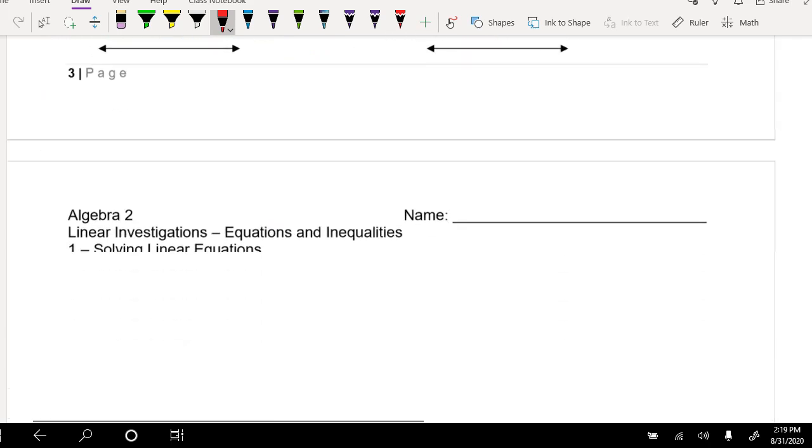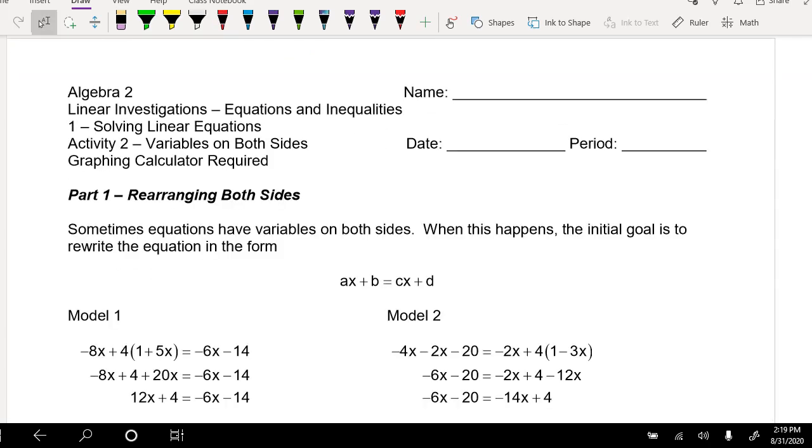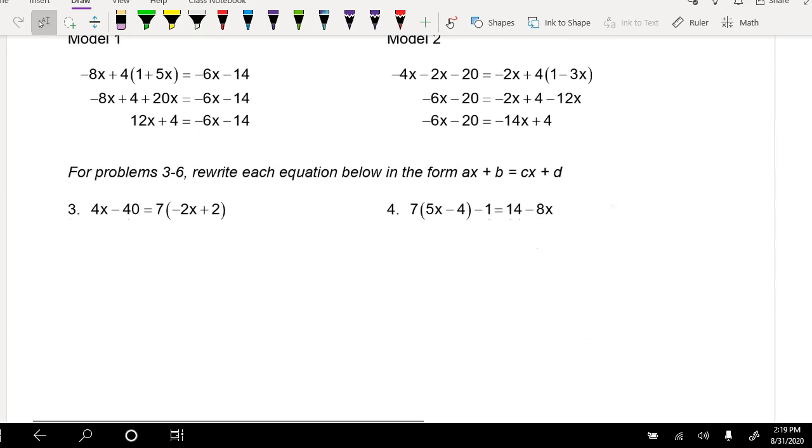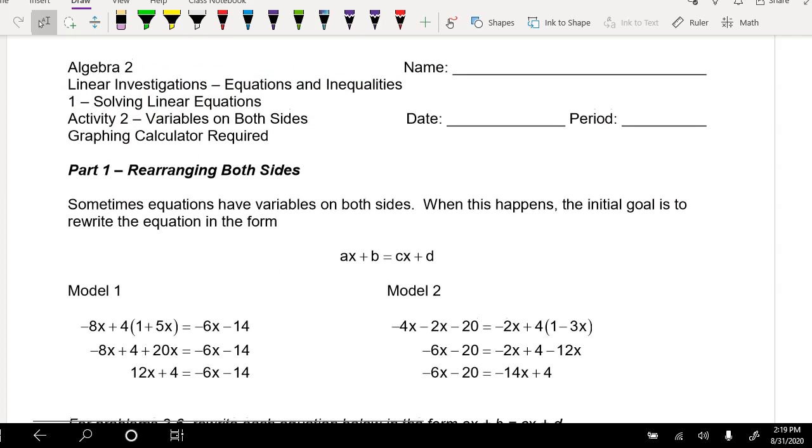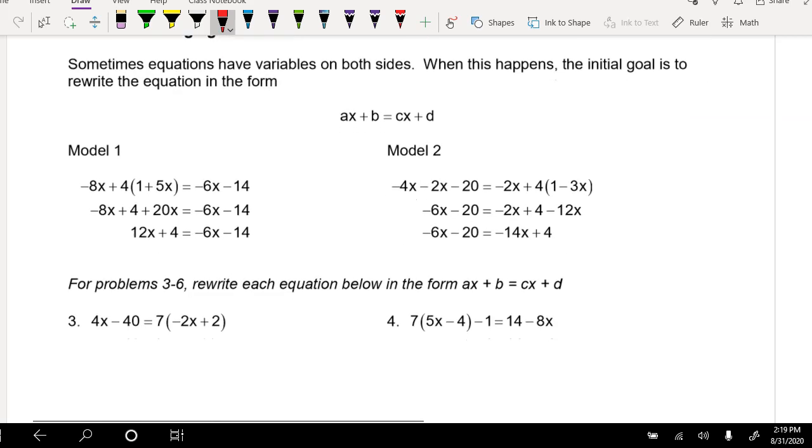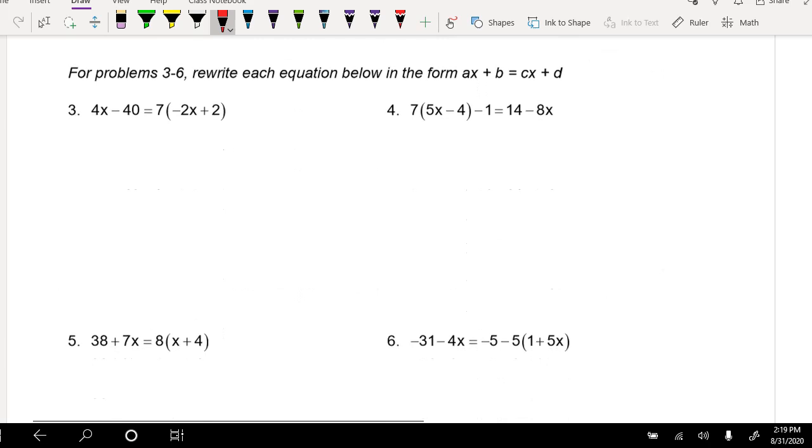Let's go ahead and take a look at the next section. This is a long section, we're going to move on to activity 2, variables on both sides. We're just adding an extra step. So yes, we're still looking for distributing, and yes, we're still looking for like terms, but now we're also looking to see if we have the same variable on both sides. So I'm going to skip past those two models. You can look over those yourself.